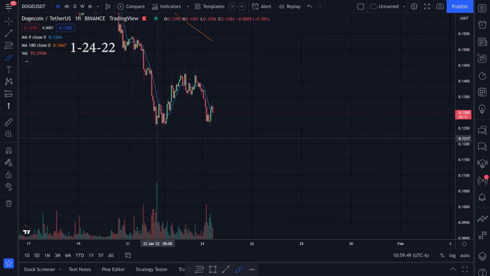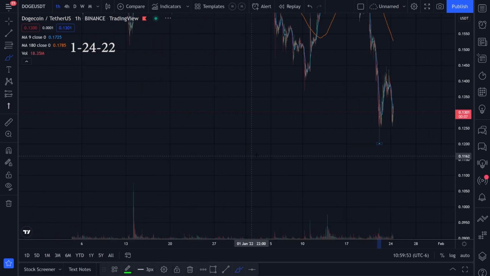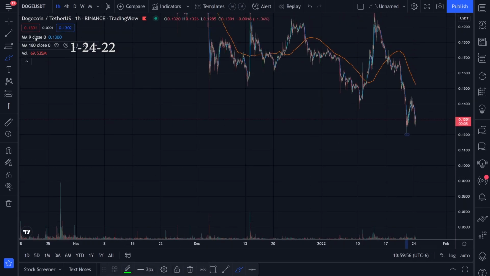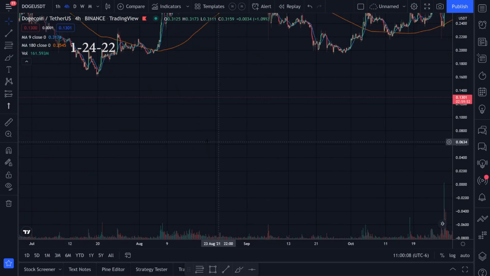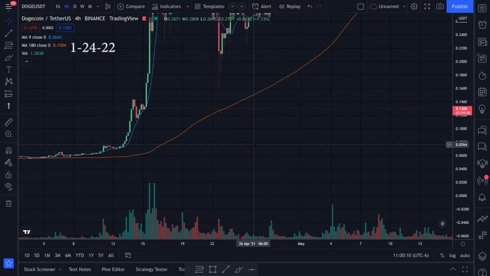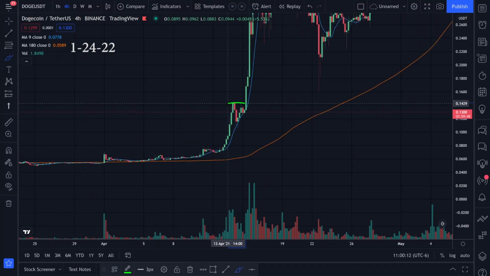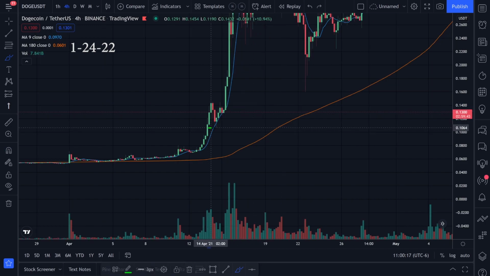I guess the next level that I'd be watching is this wick right here. Let's see if that holds support at around 12 cents. If that doesn't, then like I said, we have to go back into this other little run. So if we go to the 4-hour, we can see right here we're kind of trading in this area right now. That red line is where we're at right now. And if we go a little bit further, it's around 0.106.